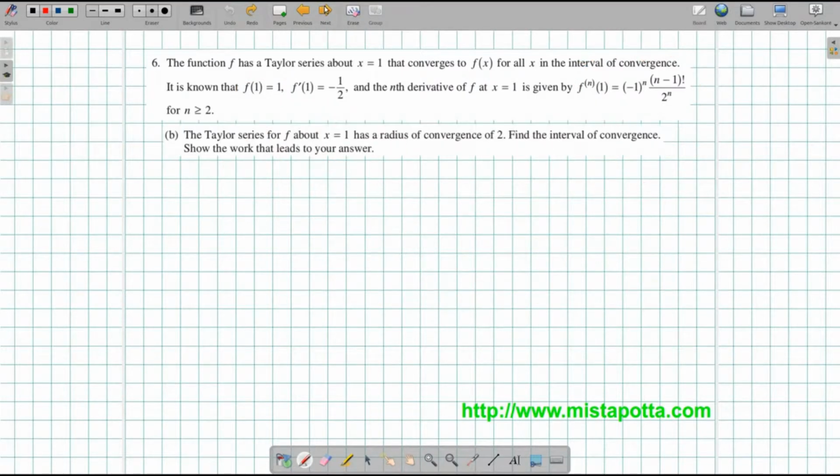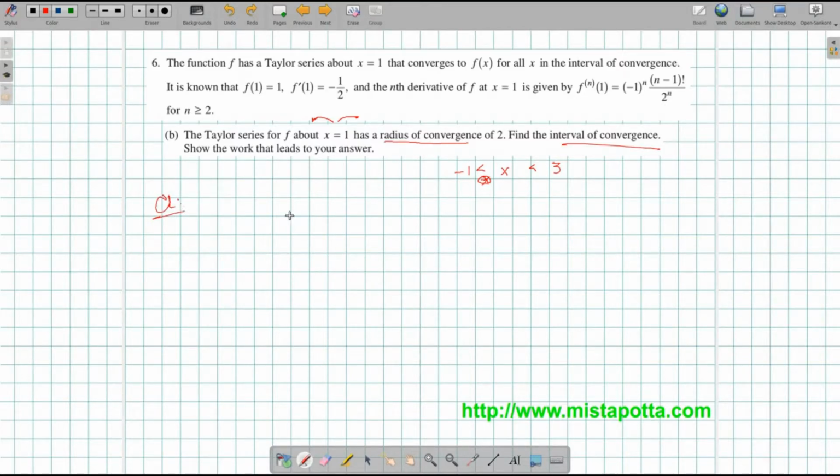Moving on to part B, it says the Taylor series f about x equals 1 has a radius of convergence of 2. A radius of convergence of 2 means I'm going 2 units to the left and 2 units to the right. So I know that I'm going to be between negative 1 and 3. But if I'm looking for the interval of convergence, I need to know, do I have equality here or do I not? That's the question here. So I need to check the convergence at these endpoints.